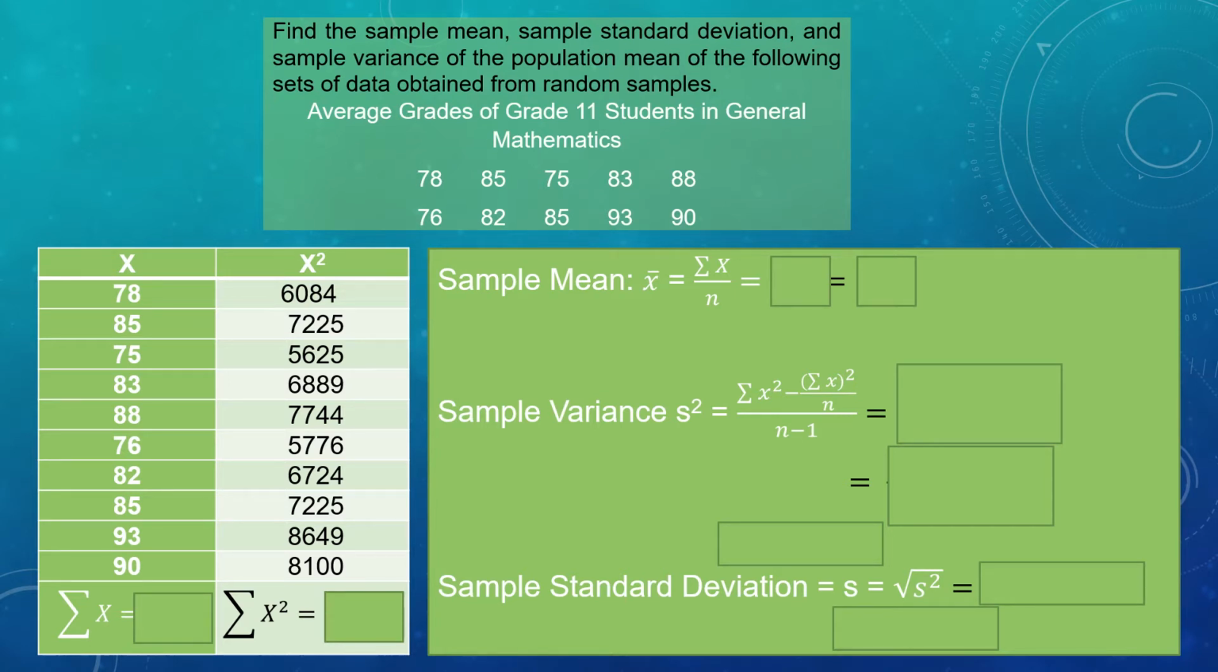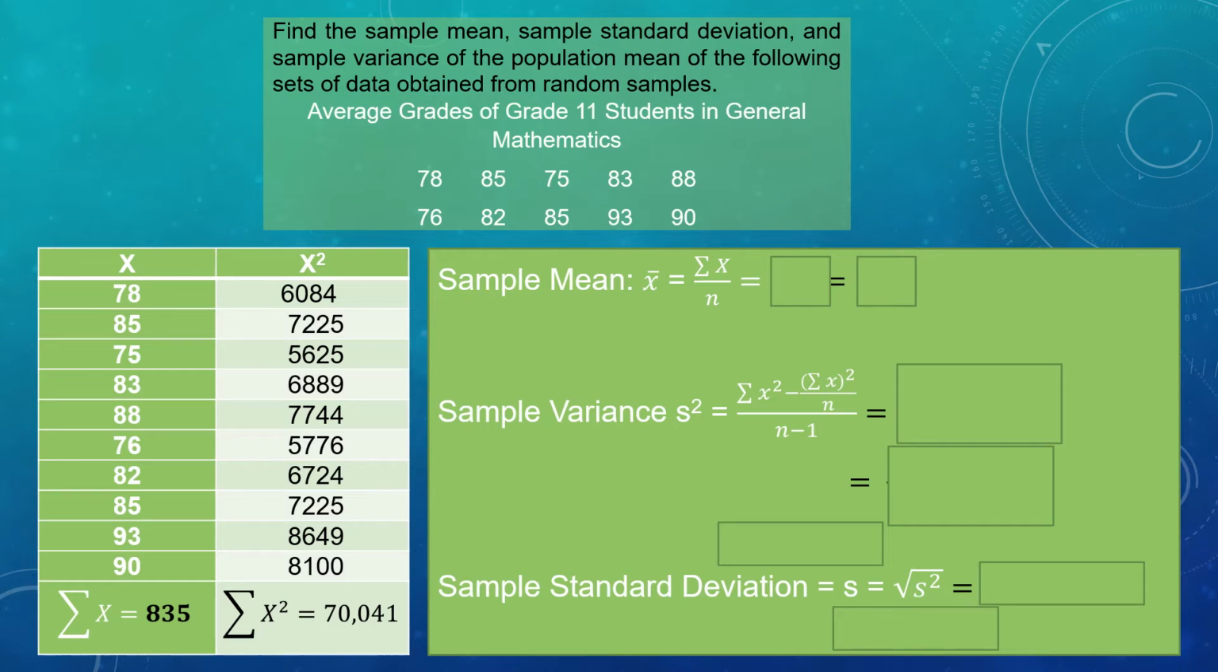After getting the squares of all the values of x, you're going to add all the values of x to find the value of summation of x. Adding all the values of x, it will be 835. And adding all the values in the x squared column, it will be 70,041. After completing the table, you will substitute the values into the given formula. To find the sample mean, you simply use x bar is equal to summation of x over n.